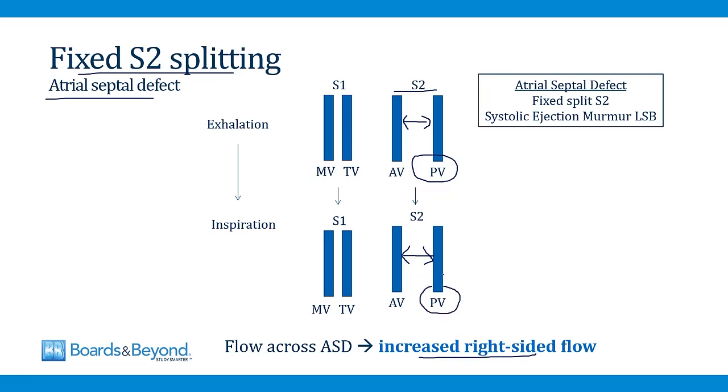So the two classic findings of patients with atrial septal defects are listed on the slide here. It's a fixed split of the second heart sound and a systolic ejection murmur at the left sternal border.